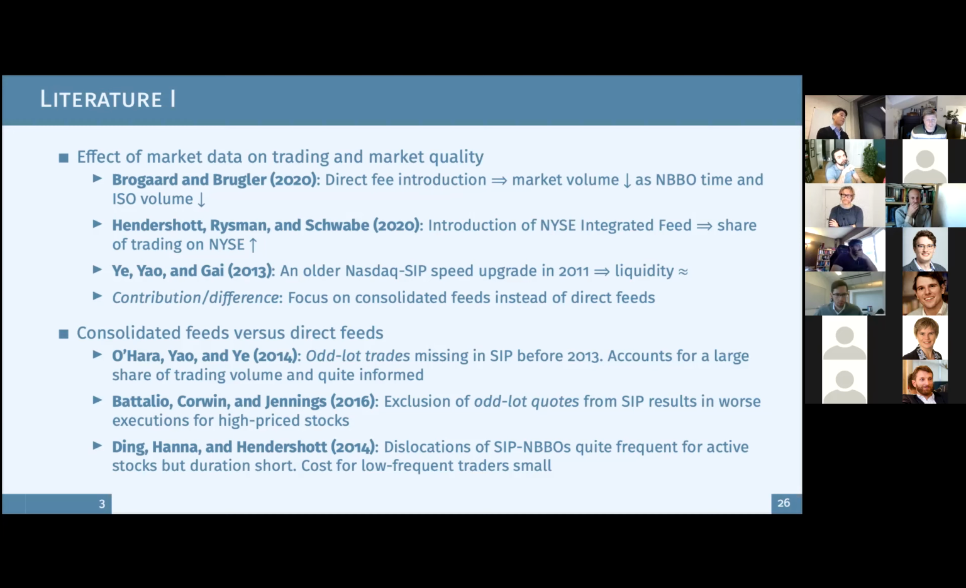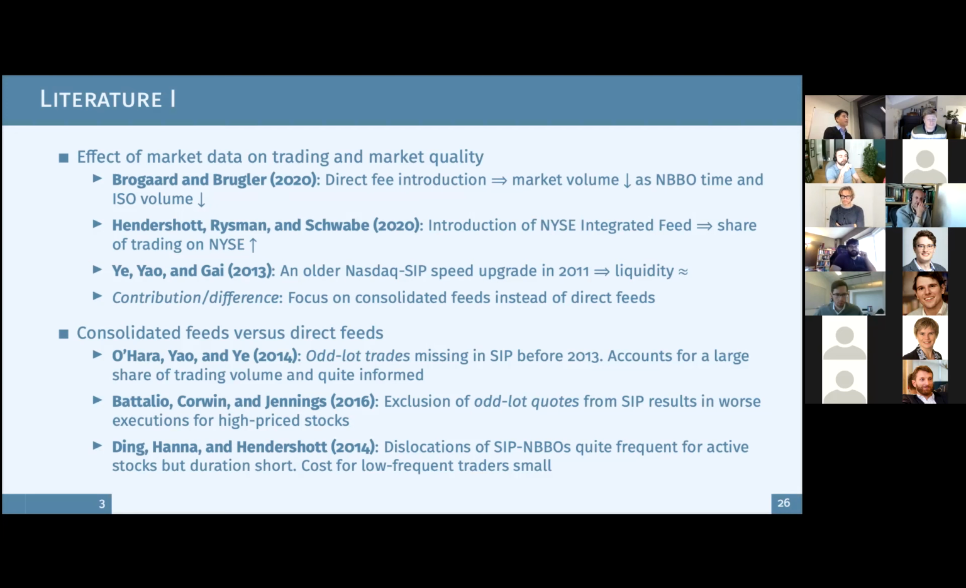So I think the contribution of my paper is that it focuses on the SIP feed, not really on the direct feed. And there's also a strand of literature comparing the two types of feeds, the consolidated feeds and the direct feeds. For example, O'Hara, Yao, and Ye look at odd-lot trades, which were missing in the SIP before 2013.